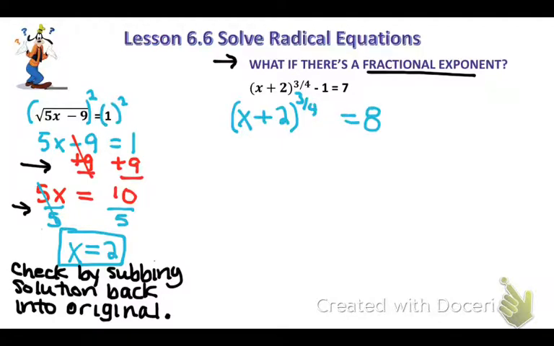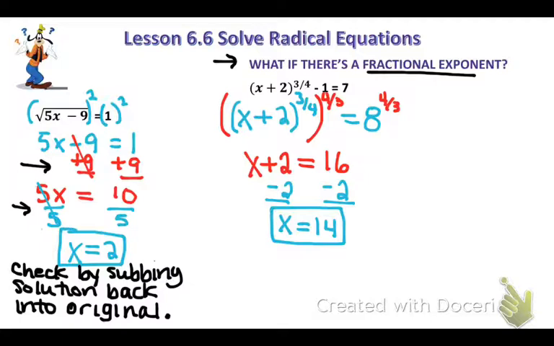Now we're going to multiply both sides by 4/3 to eliminate the exponent. So the left-hand side became x plus 2. The right-hand side, the 8 raised to the power of 4/3, became a 16. We subtracted 2 from both sides. So our solution is x equals 14, and then again we can check by subbing it back in.